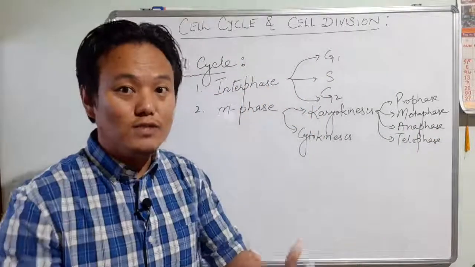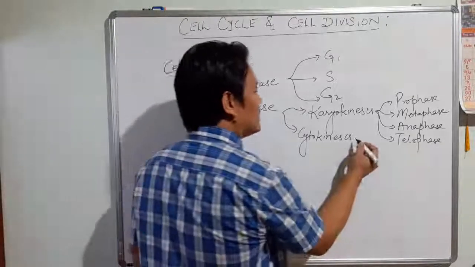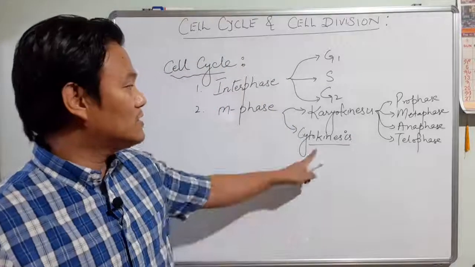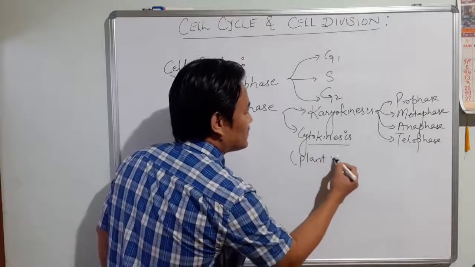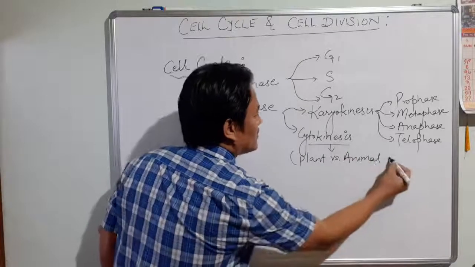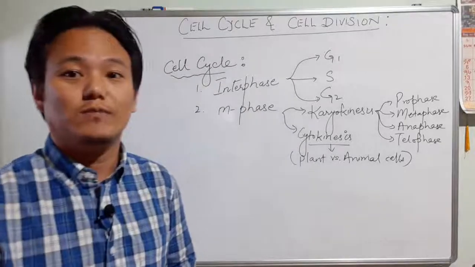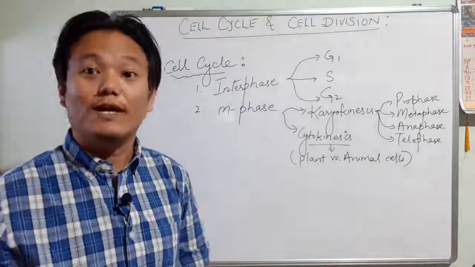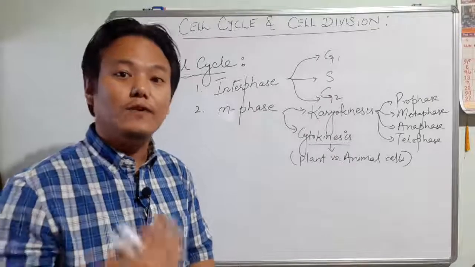After the nucleus divides, what happens? Right, it is followed by cytokinesis or cytoplasmic division. And in cytoplasmic division there are differences in plant versus animal cells. This is the summary of what we have studied in our previous video.